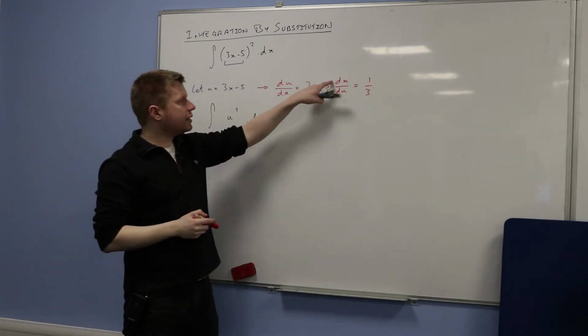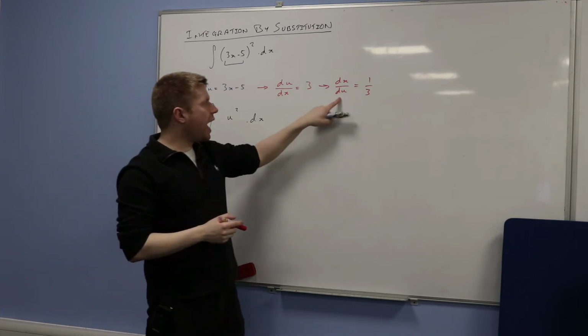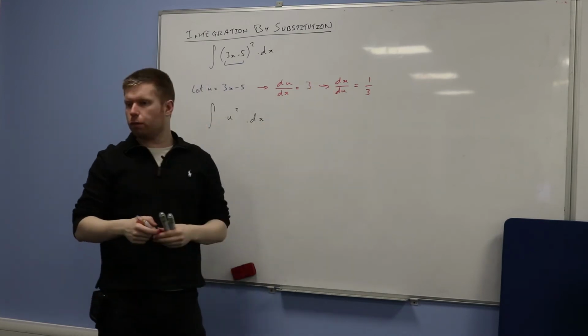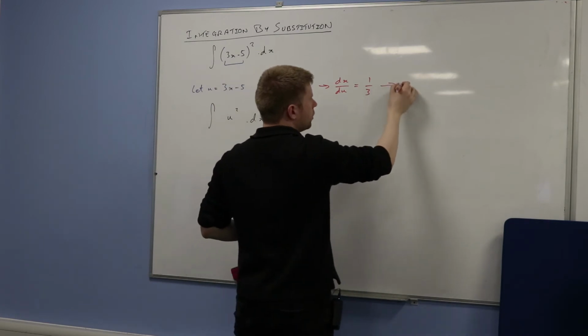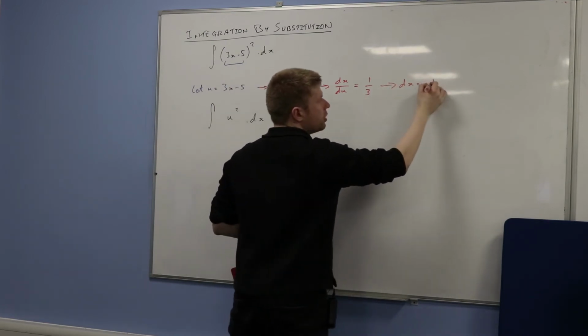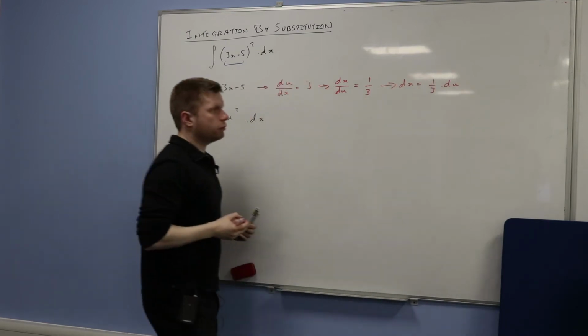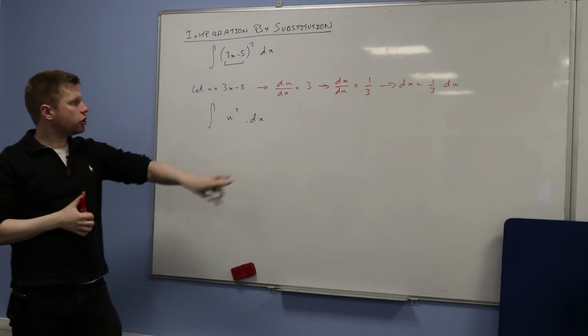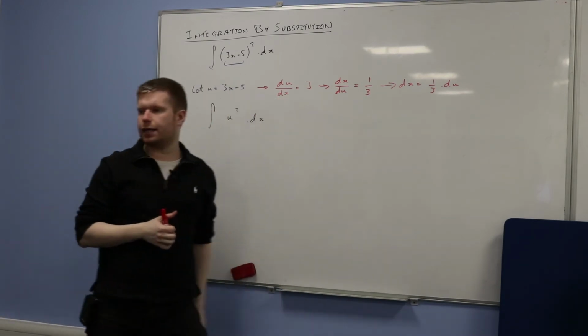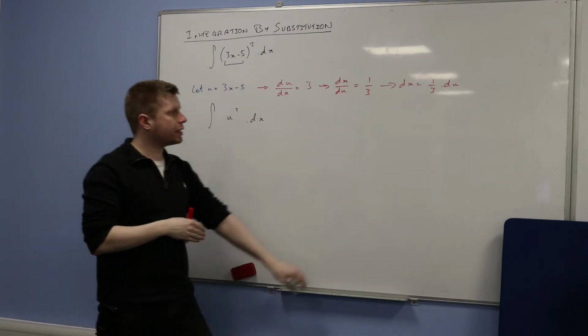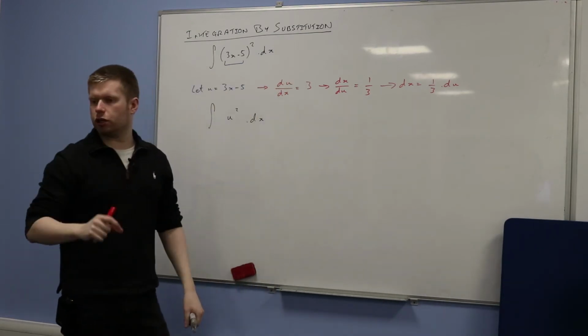Now if I just want to find dx, I just want dx. Are you happy? It's just a fraction. Just multiply through by du. So dx is 1/3 of du. Make sense to everyone? I'm literally just rearranging this to find dx equals. My change in x is just 1/3 of my change in u.